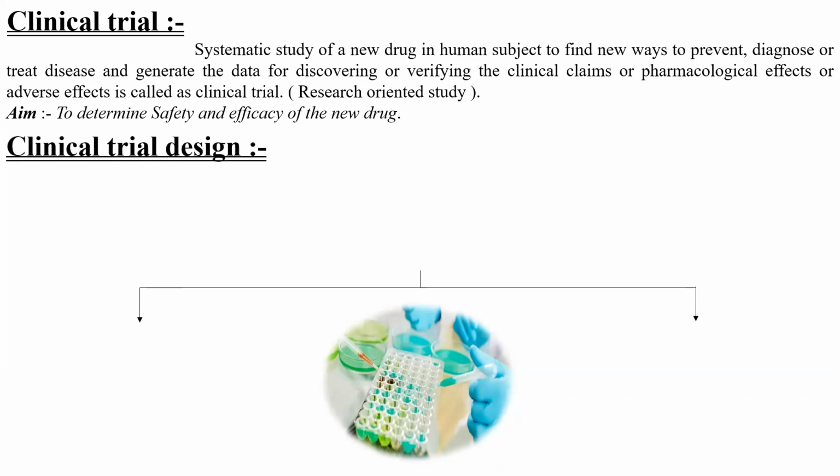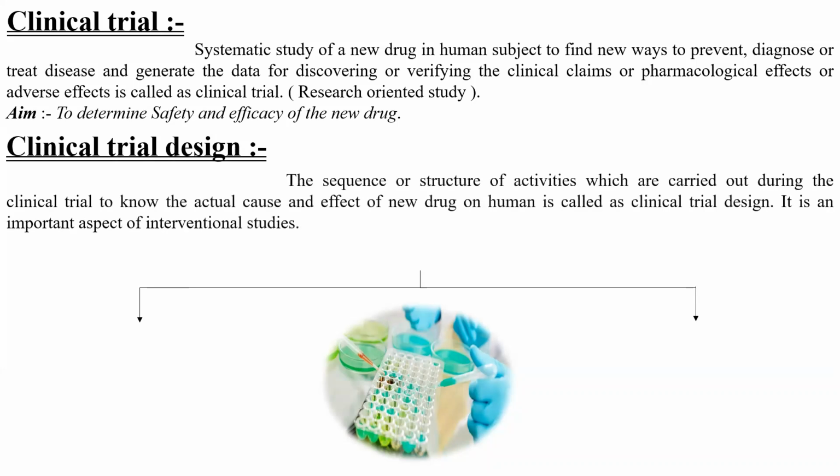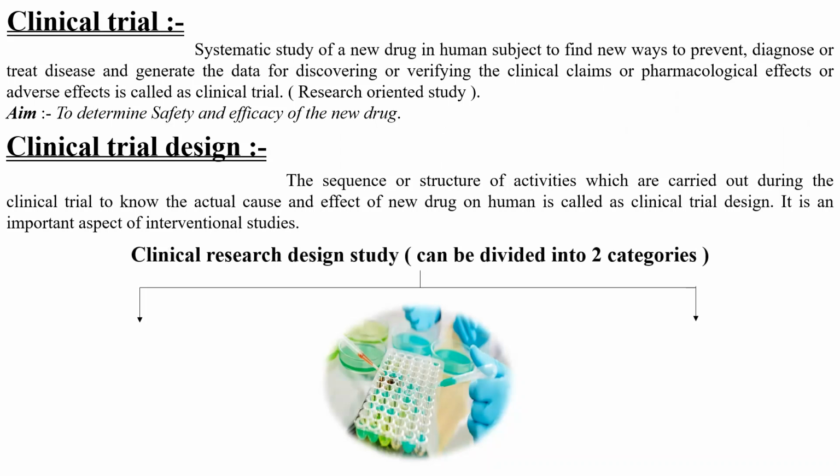And our actual subject, that is clinical trial design, is defined as the structure, the sequence of the activities which are going to be carried out during the clinical trial. It is known as clinical trial design. What actual work we are going to do and in which sequence we are going to do it, that is clinical trial design. The clinical research study is categorized into two groups, that is observational study and experimental study.